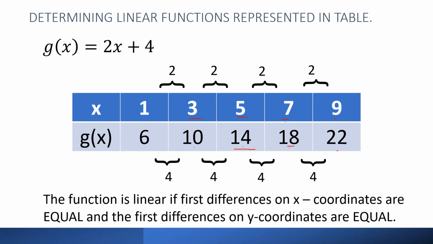Anong ibig sabihin nito? Now, the function is a linear function if the first differences on x coordinates are equal and the first differences on y coordinates are equal. So ibig sabihin, when we get the first differences of the x values, dapat sila ay equal. Okay? And then when we get the first differences on the y values or g of x, lahat din sila ay equal. Para masabi natin that the given table of values of a function is linear.